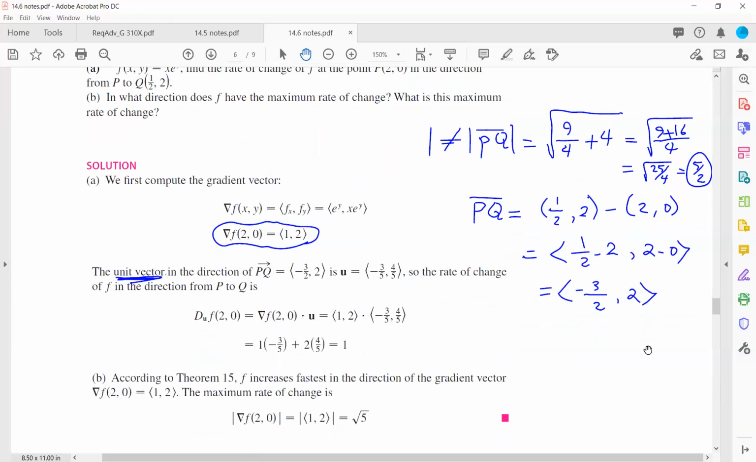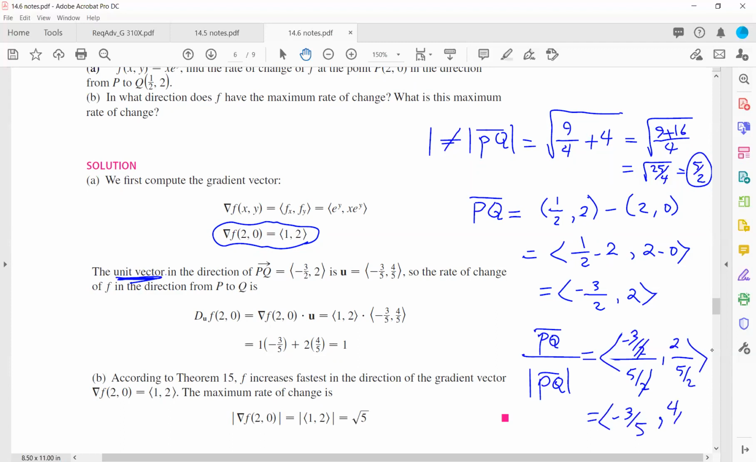To form a unit vector, we have to divide the original vector by its size. -3/2 divided by 5/2 and 2 divided by 5/2. It gives you, we can cancel out 2 and 2, -3/5, comma, 4/5. Now you have a unit vector to work with. This comes from this whole calculation.